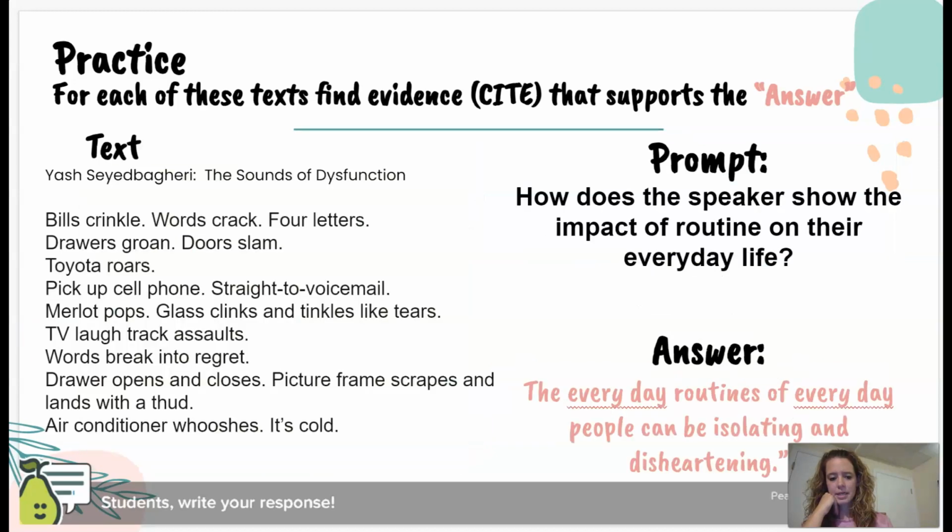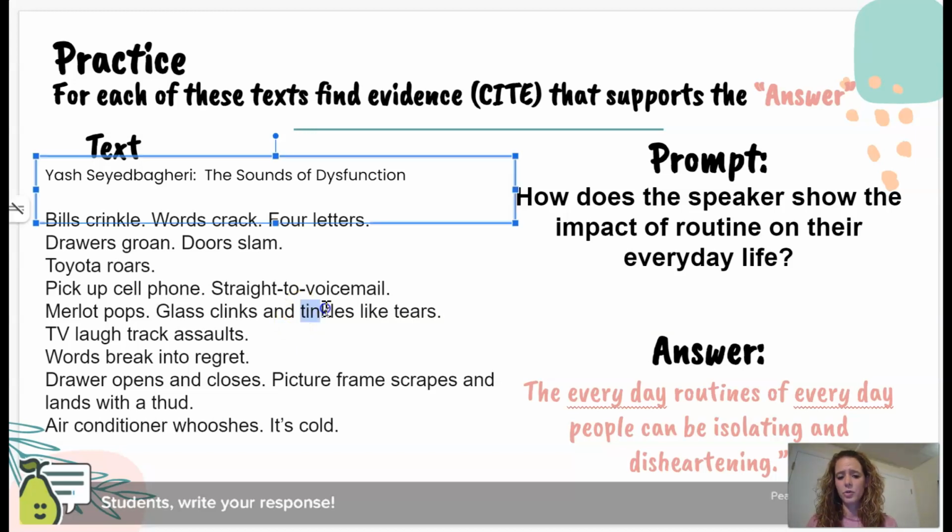Next one is a short story by Yash Sedbagary, called The Sounds of Dysfunction. The prompt on this one is, how does a speaker show the impact of routine on their everyday life? And I came up with this answer. The everyday routines of everyday people can be isolating and disheartening. And if you were to read this, you would see some little clues that show everyday routines are a little bit isolating and disheartening, right?